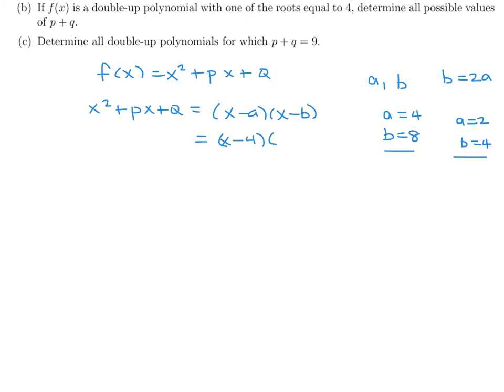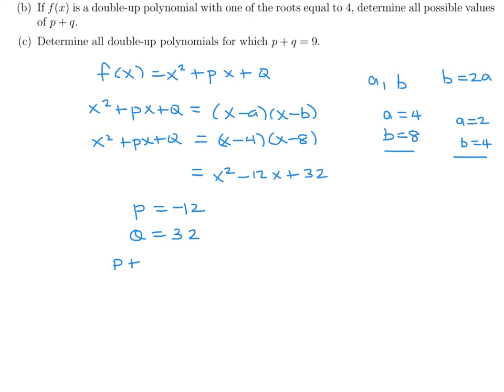Okay, not a problem. So the first scenario is x minus 4 using these two roots and x minus 8, and that's equal to this x squared plus px plus q. Okay, so let's expand this. And when you do, you get x squared minus 12x plus 32. So that means that if I compare coefficients, p is minus 12 and q is 32. So therefore, p plus q is equal to 20 in this case. Okay, so that takes care of that one.